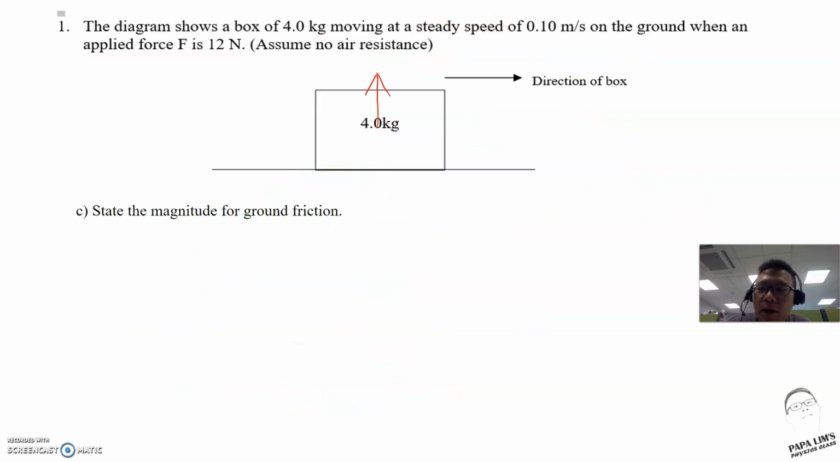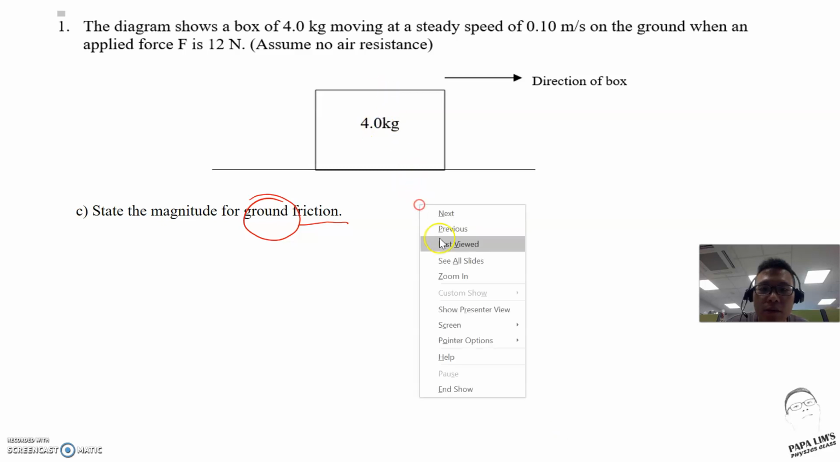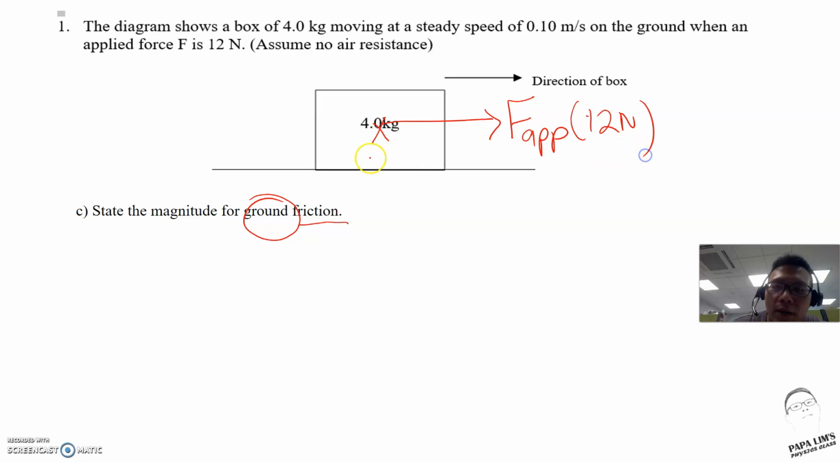How about part C now? What is the magnitude of the ground friction? This question 1c further enforces that there is friction along the surfaces. So take note of this. The friction is on the horizontal surface, so I will draw the forces again. Forces on the horizontal surface would be, from the center, the force applied, which is 12 Newton, and the friction between the surface.